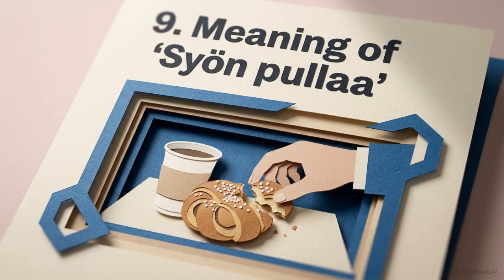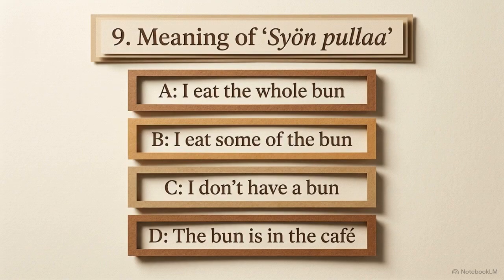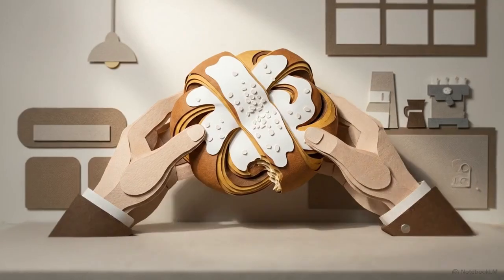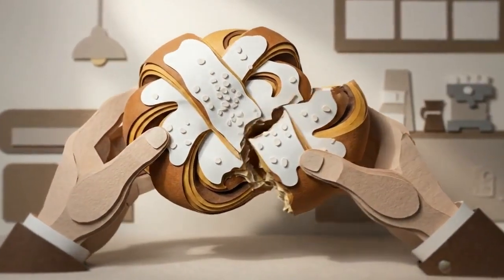Question 9. If you say syön pulla instead of syön pullan, what information are you conveying? Consider the first 2 possibilities. Is the task completed, or is it an ongoing process? Or look at the final 2 options. Does it imply a negative state, or simply a location? 5 seconds. The answer is option B. Using the a hook indicates that the action of eating is currently happening and is not yet finished.